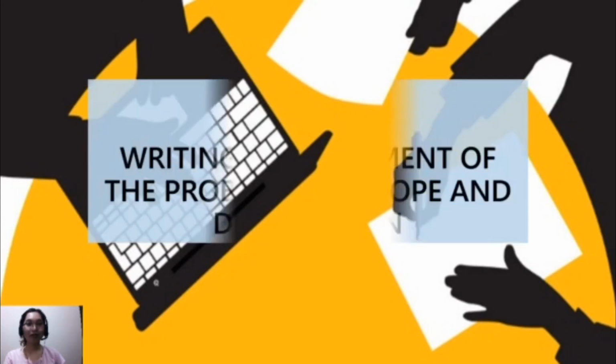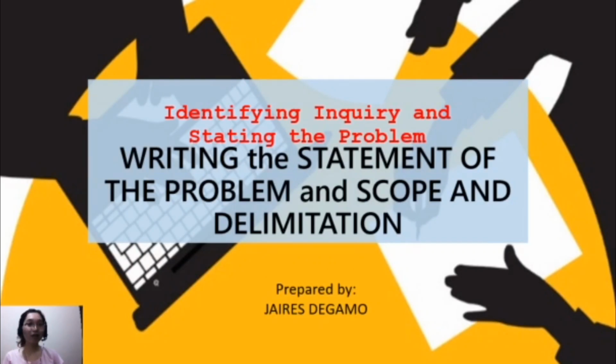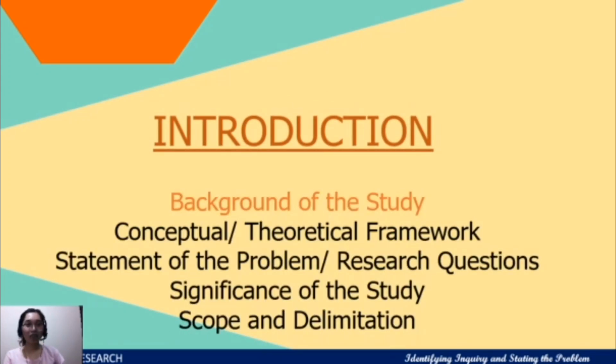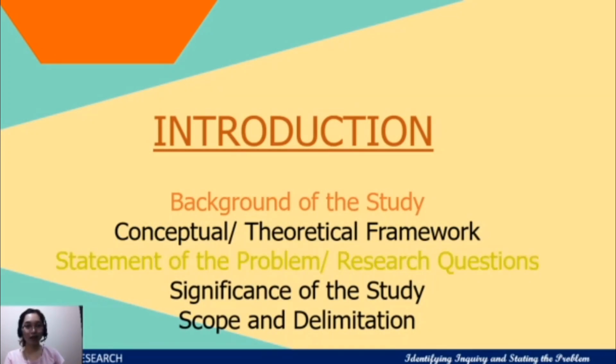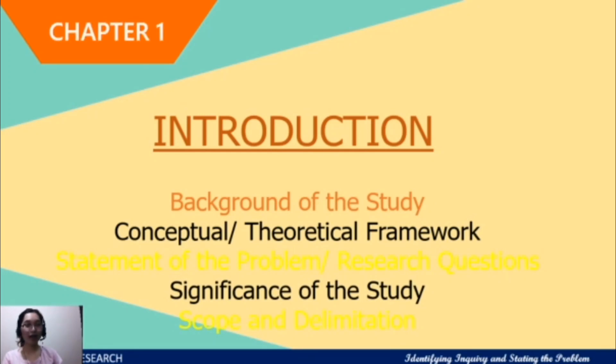This week, we will be talking about writing the statement of the problem and scope and delimitation. This is still under Chapter 1, the introduction of your research. So how are you going to write the statement of the problem as well as the scope and delimitation? We are done with the background of the study, and now, as I've mentioned, we are in the statement of the problem and research questions, and then scope and delimitation.